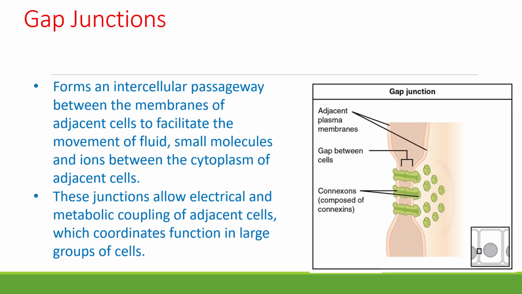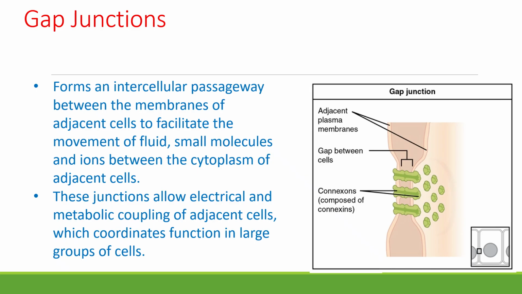And then finally, we have gap junctions. These are an intercellular passageway between the membranes of adjacent cells to facilitate the movement of fluid and small molecules and ions between the cytoplasm of cells. These junctions also allow electrical and metabolic coupling of the adjacent cells, which allows them to work as one large group of cells.